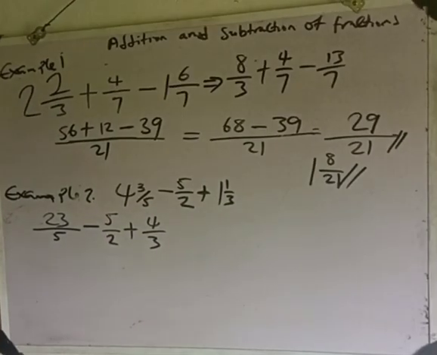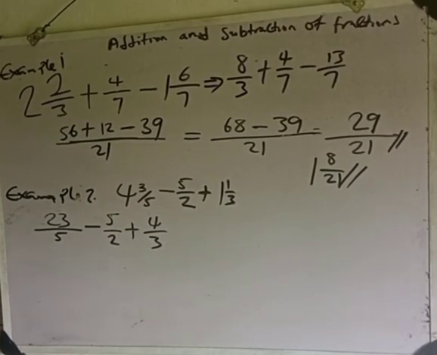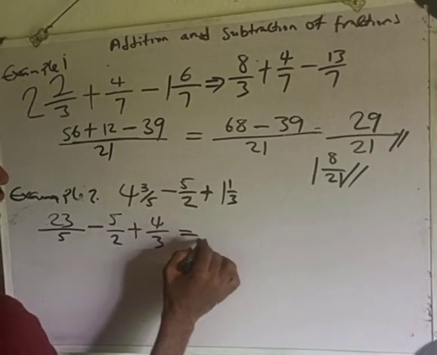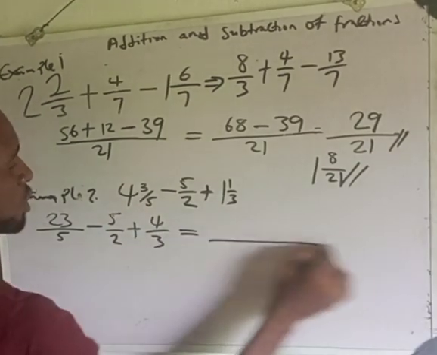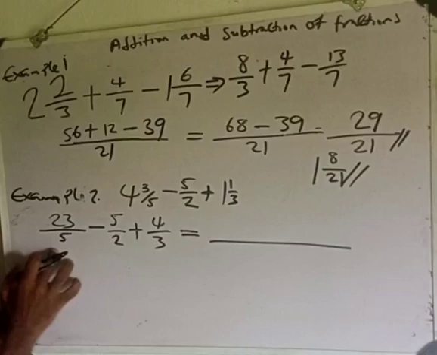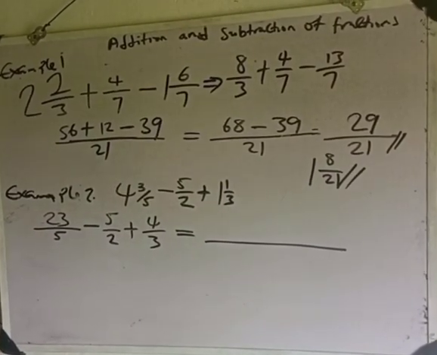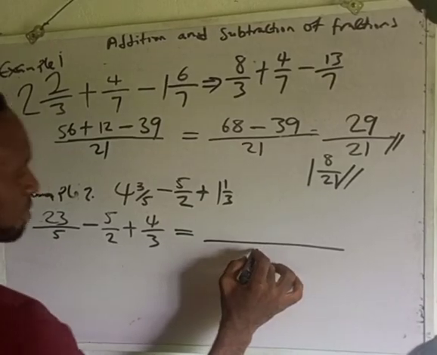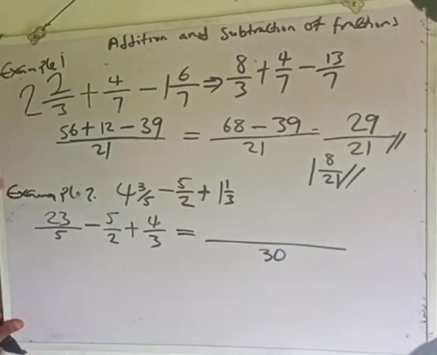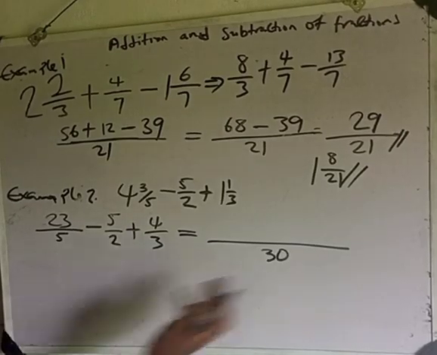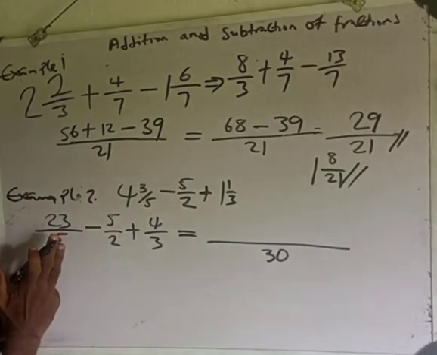So having changed it to all improper fraction format, the next thing I'm going to do is bring them together using the LCM of the denominators. Now I have 5, 2, and 3 as my denominators. What is their LCM? Their LCM is 30. Is that okay? It's 30. So what am I going to do next? I'm going to say 30 divided by 5 will give me 6.